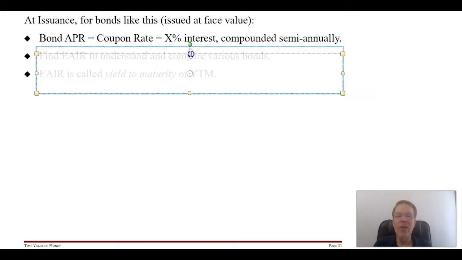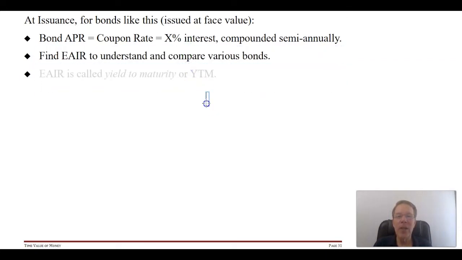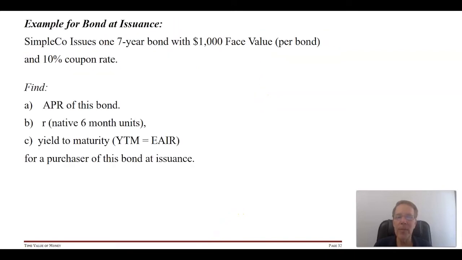All right, so now to compare various bonds. Remember, you can't compare APRs, it's just hopeless. So we're going to have to find the EIAR of all the bonds we're looking at to compare them, okay? And the EIAR in bond world is called yield to maturity, or YTM. So whenever you hear a bond person talking about YTM or yield to maturity, they just mean equivalent annual interest rate.